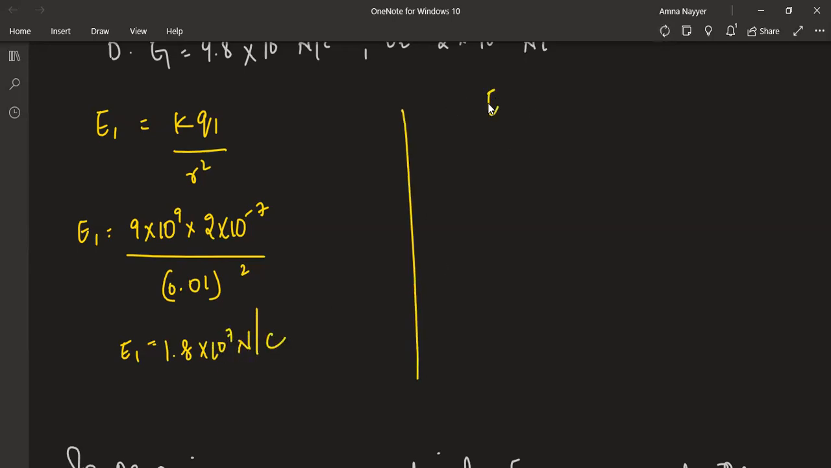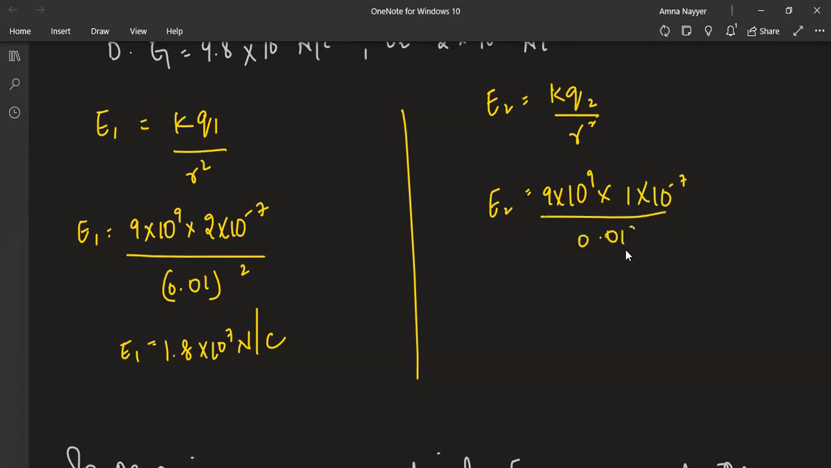Then you have E2. E2 will be simply K Q2 by R square, with the change only in the value of charge. So E2 will be equal to 9 into 10 to the power 9, Q2 is equal to 1 into 10 to the power minus 7, by R square, which is 0.01 whole square. So E2's value will be 9 into 10 to the power 6 Newton per Coulomb. So option C is right. So Rifat could answer. Rifat, Amna.